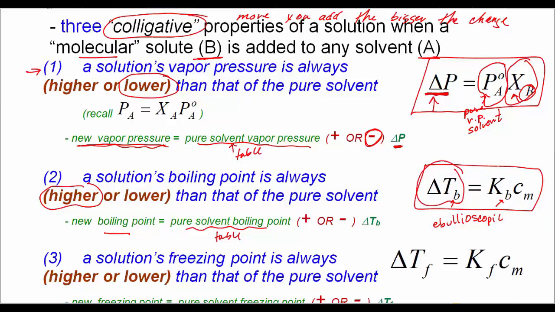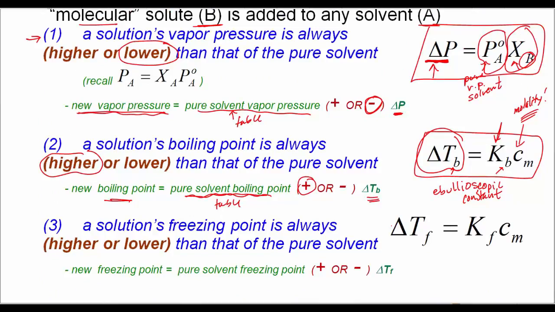And this number that you're going to calculate, it's the ebullioscopic constant times Cm. Remember what that was? Molality. The concentration of our solute, but in terms of molality. Moles of solute over kilograms of solvent. Okay, so back to this. Our new boiling point will be the pure solvent boiling point plus this delta T that we're going to calculate.